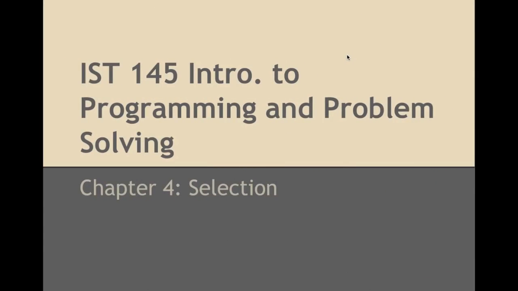Well, welcome back. It's time to go on to Chapter 4 in our study of processing and programming in general, and that means we're going to talk about selection. So, let's get started. In this chapter, we're going to deal with decision making, and there's basically two different types of decision making that we're going to do. First of all, we'll do true or false decisions with the if statement.